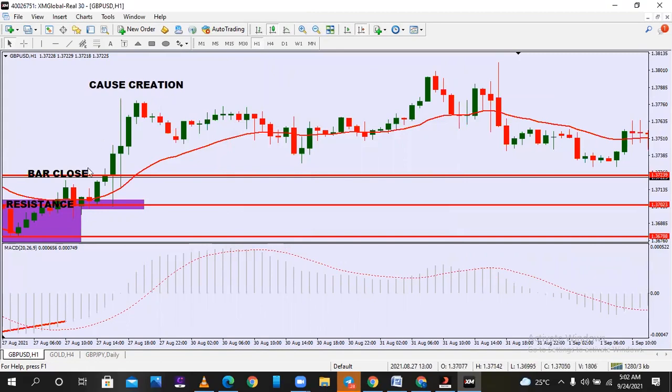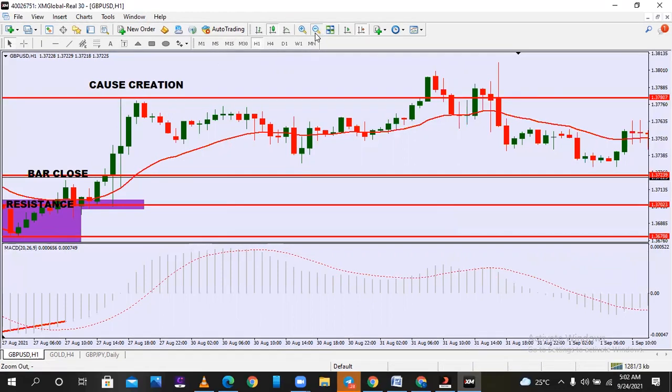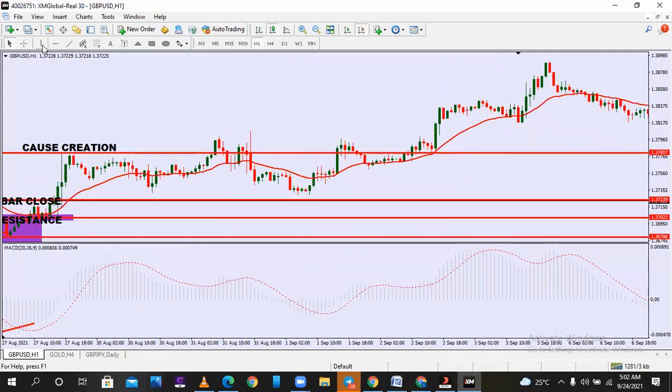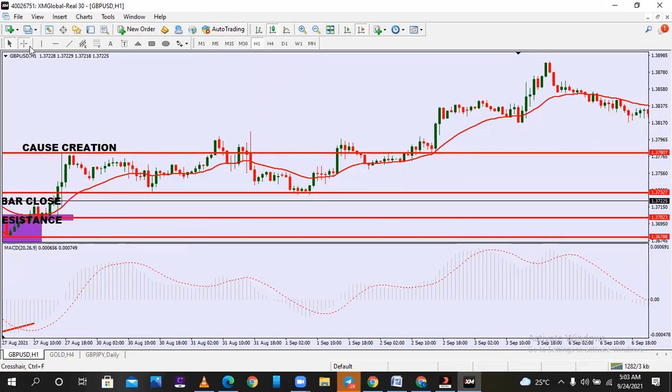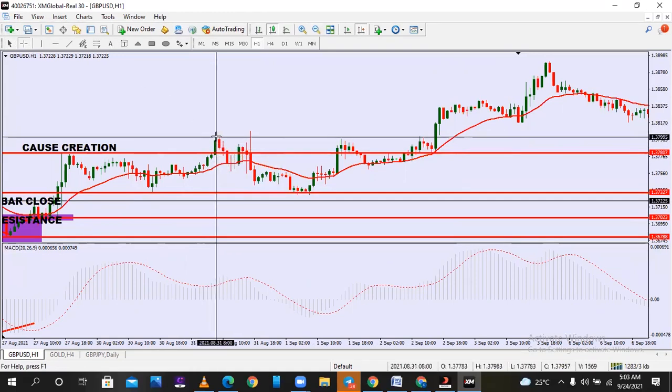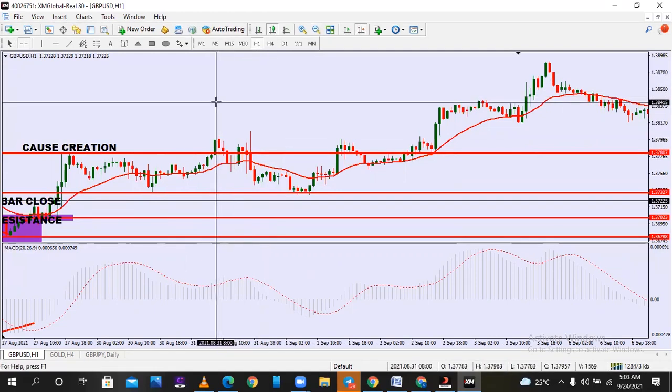Remember I said at the close of the bar, wait for them to form their cost creation. So in this scenario, they push price higher and they started forming their cost creation after this. When they form their cost creation, this is it. Then they came around here to close above the cost creation. They closed above the cost creation.